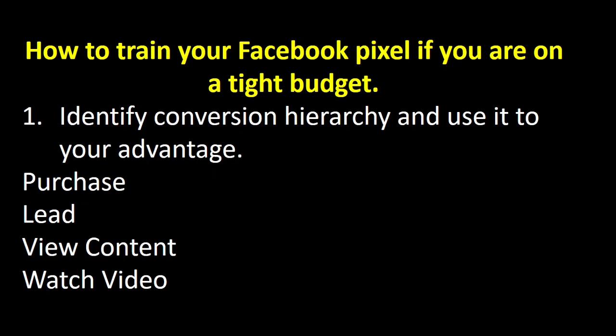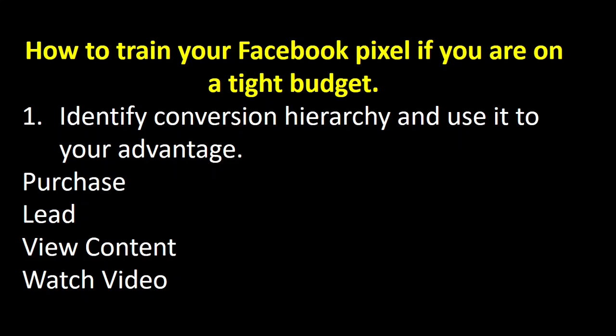But in case you don't have up to 50 leads, then you may have up to 50 view content. That is the people that have visited your website. You may have up to 50 of them. But if you don't have up to 50, then you may have 50 people that have watched your video. So that is how you are going to go. You'll be stepping down from purchase to lead until you are able to get 50. In any area you have 50, that is the area you are going to use. That is the conversion you are going to use.